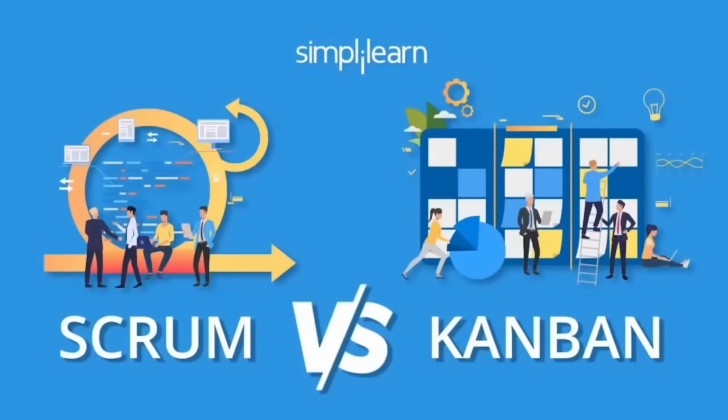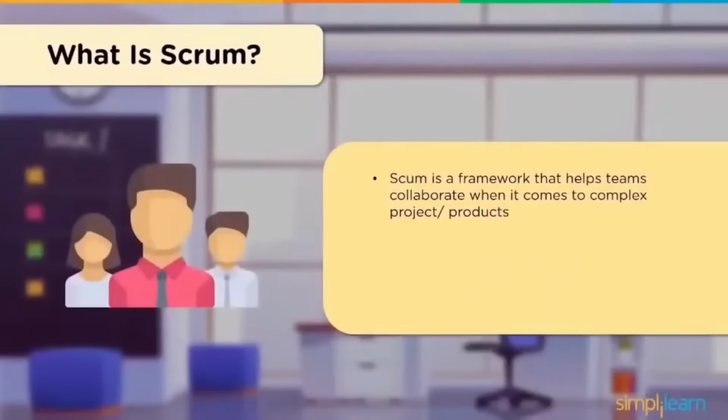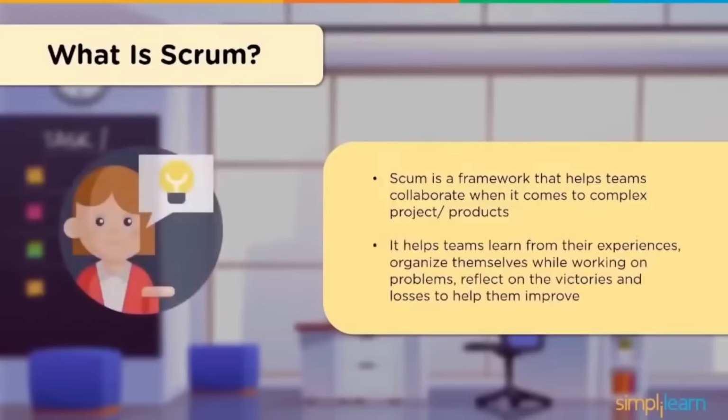So before we dive into the differences between Scrum and Kanban, let's have a look at what exactly Scrum is. Scrum is a simple Agile project management framework that is used by organizations to help teams collaborate, handle unpredictability, and complex projects or products while ensuring the products delivered are of the highest value. It describes a set of meetings, tools, and roles that enable teams to work in sync and help them structure themselves and manage their work.